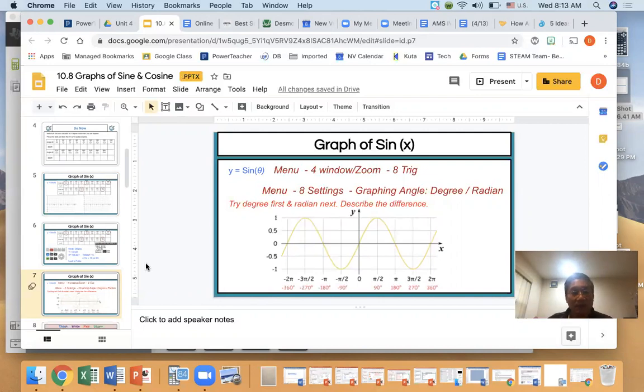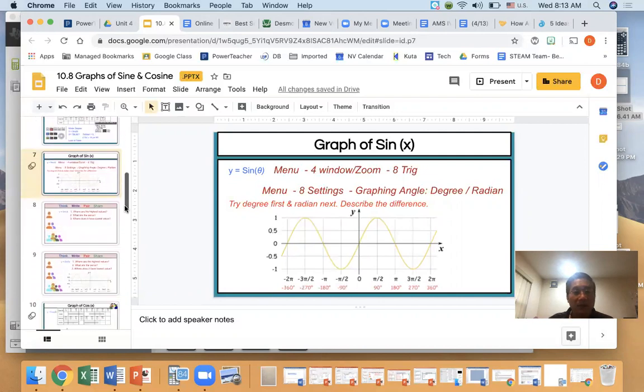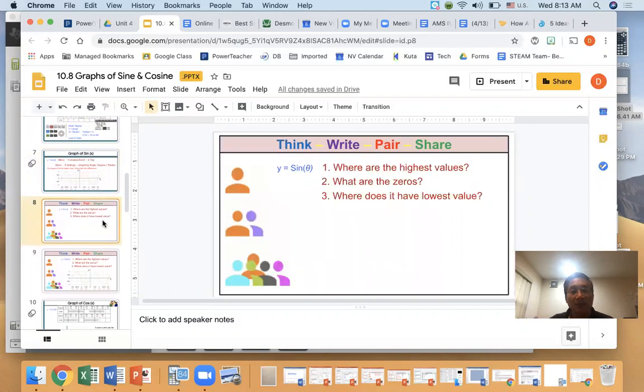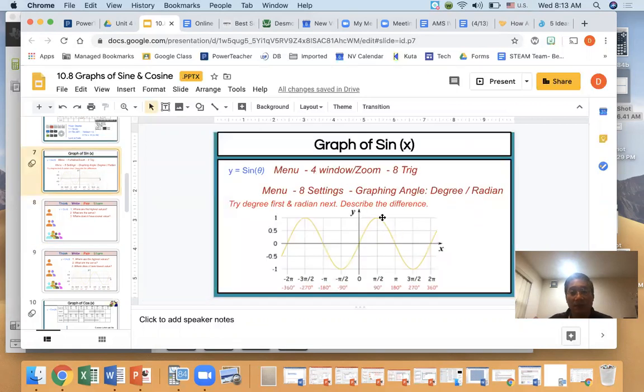So everybody understands how to draw the graph, right? I think it is not difficult at all. So I want you to go to the Google Classroom and answer this question. Where are the highest values? What are the zeros? Where does it have the lowest value? If you look at the curve, highest values, right? Lowest values, and zeros. And zeros in the negative, here zeros. You have so many zeros because this sine curve keeps repeating infinitely. That's why the domain is important. The angle is from 0 to 360 degrees here, or negative 360 to 360 degrees. So remember, this curve keeps repeating this cycle.